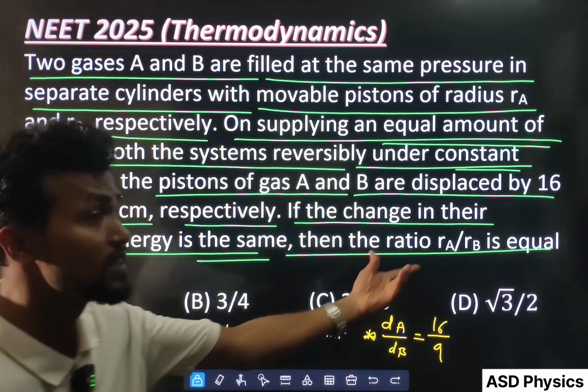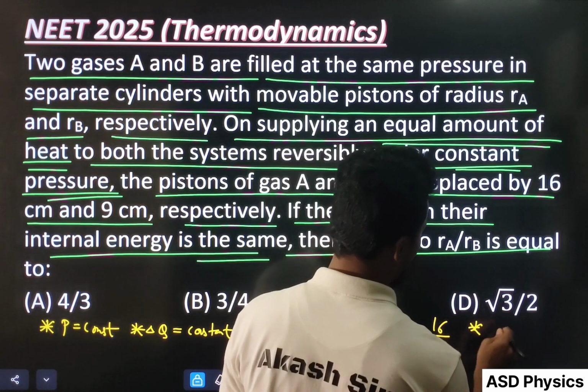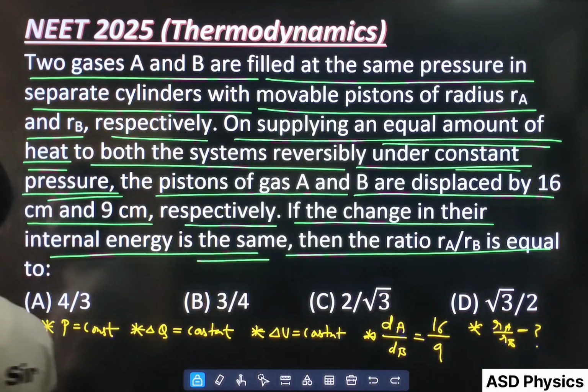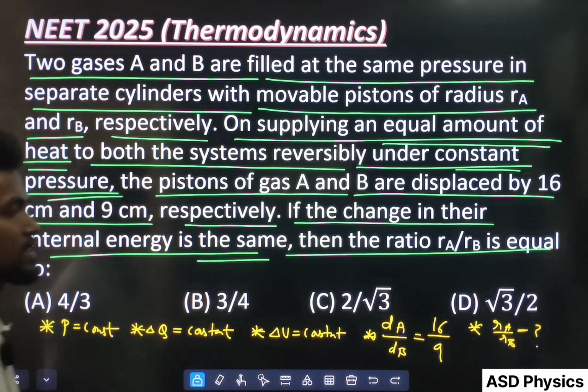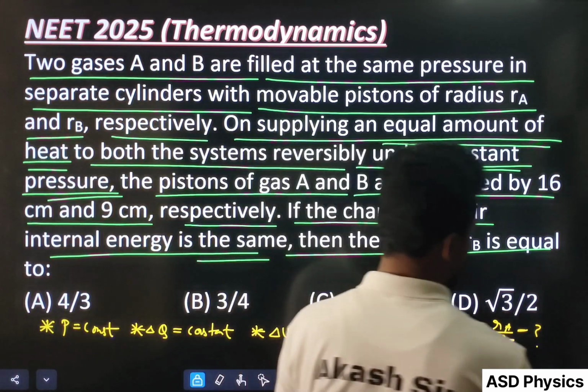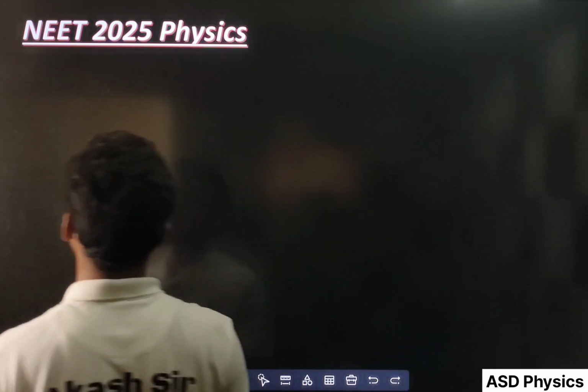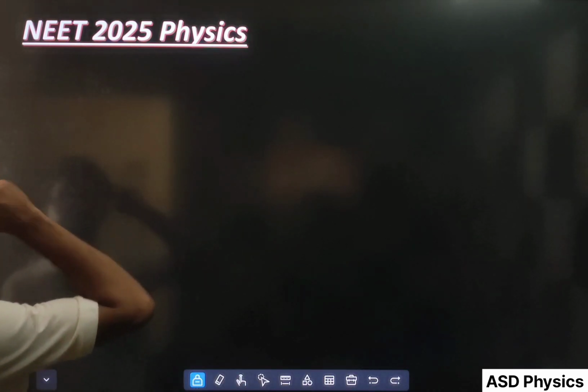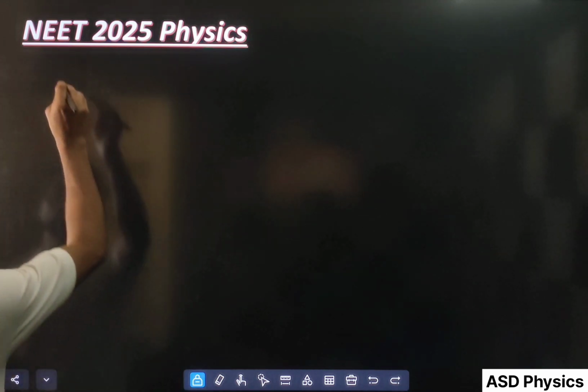Okay, and what are they asking? They are asking the radius ratio RA by RB. So this is the situation. A number of things are constant: pressure, heat supplied, internal energy. dA by dB is given, and RA by RB we have to calculate. So students, here we have to write the thermodynamics law. How many laws are there? 3 laws are there. We are going to write the first law of thermodynamics.